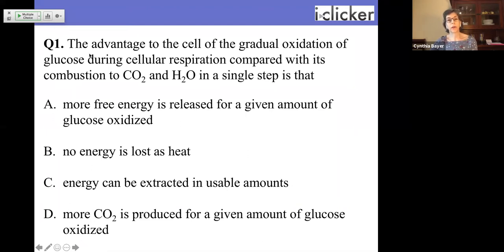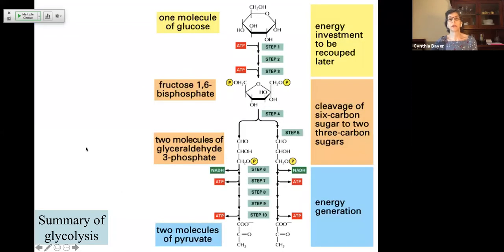The first part of oxidizing glucose, the very first part, is glycolysis. The 10 steps of glycolysis, this most ancient biochemical pathway, 10 enzymatically catalyzed steps that we can actually divide into 3 different stages. We start with a molecule of glucose, a 6-carbon carbohydrate.